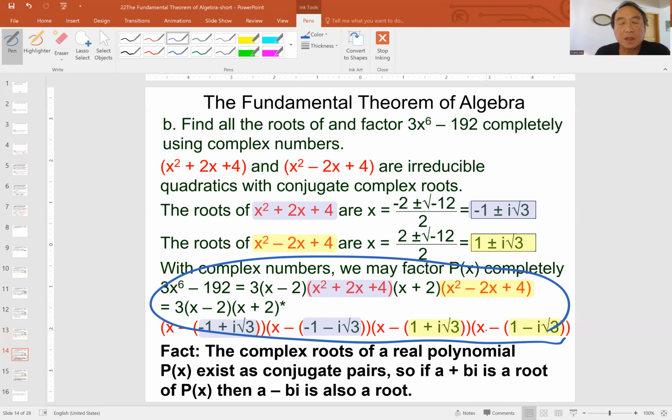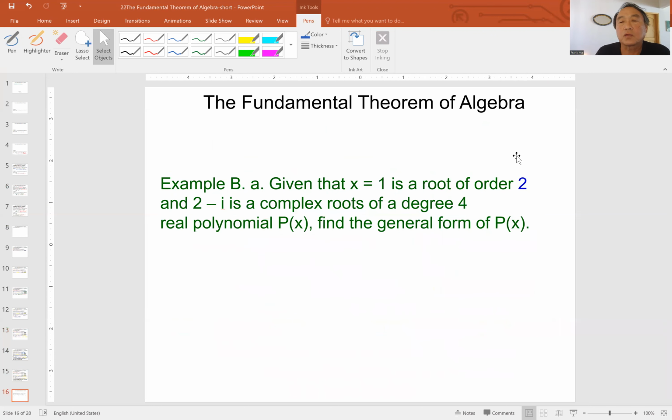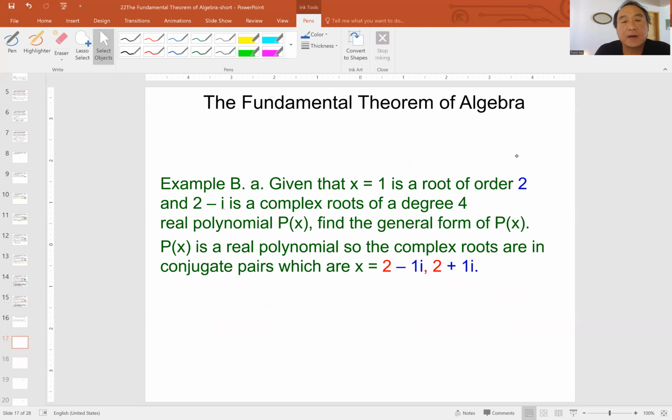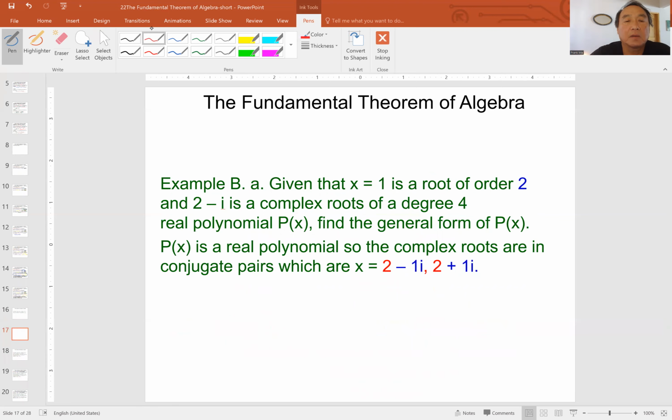polynomial using complex numbers. Notice the complex roots always come in conjugate pairs because they came from the quadratic formula with a plus and minus. And therefore, this helps us to put these roots back into the formula where they came from. For example, if I want to find a formula with 2 minus i as a complex root, then I know 2 plus i must also be a complex root.